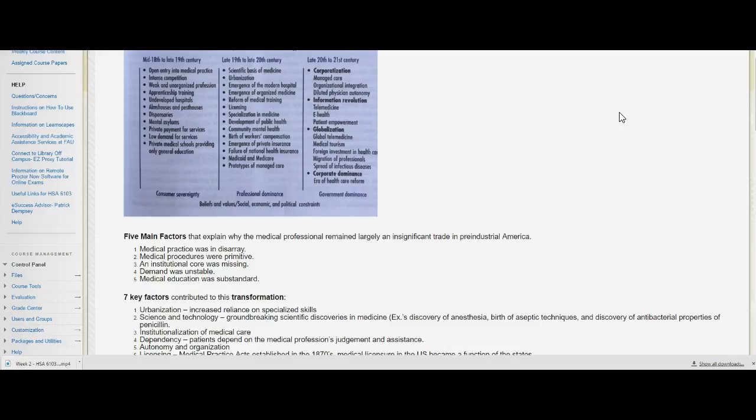So regarding medical education, we're going to be going deeper into it next week when we talk about physicians and physicians' education and all that. But those 5 main factors, I definitely wanted to touch on them. Make sure you read more about it in the textbook. They provide a description of each one in a more detailed manner.